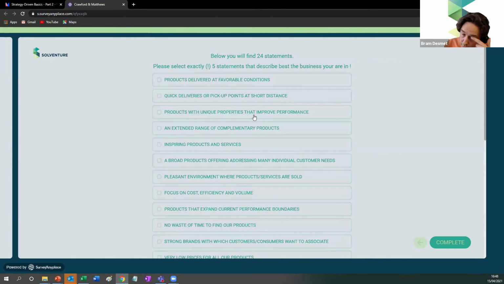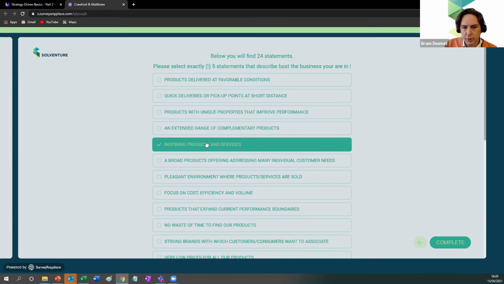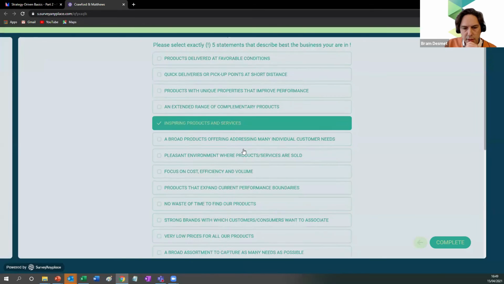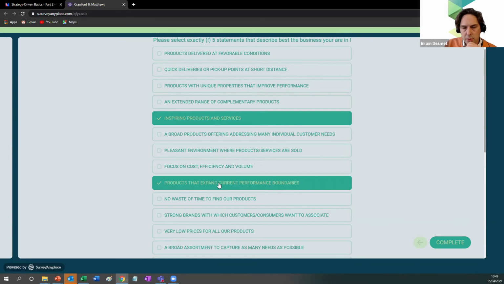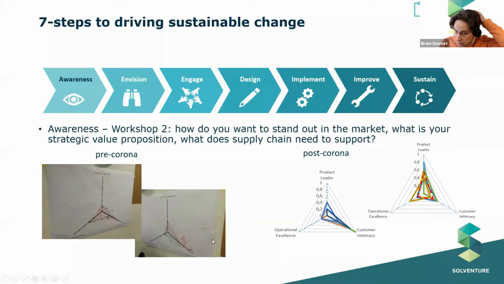And you need to select statements which best represent the business you are looking at. And if I'm a company which is driven by innovation and high quality unique products, then maybe inspiring products and service will resonate with me. And products that expand current performance boundaries will resonate with me. So what you feel is, depending on the statements you select here, we are able to reveal your strategy. And here you see 2 examples. We can do that in a physical format, then we hand out 24 cards, or we can do that in the online format. And this is the type of results we get.